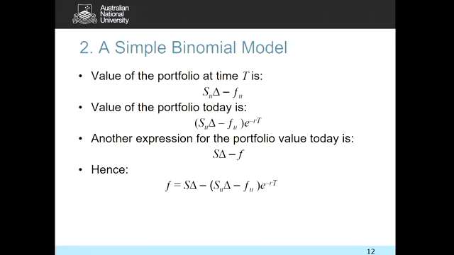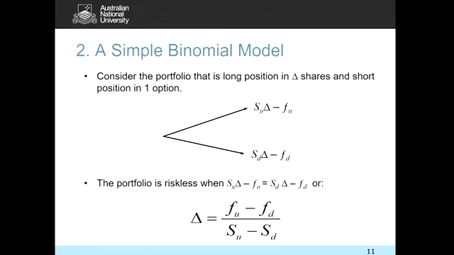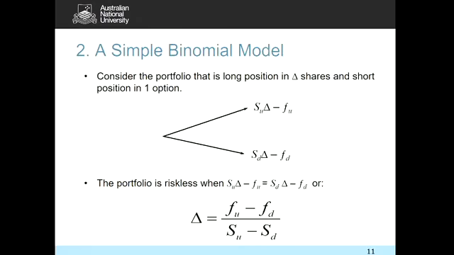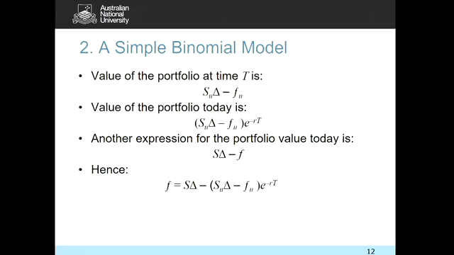So again, like we did before when we said 4.5 times e to the power of blah equals 4.367, we say S delta minus F is equal to SU delta minus FU times e to the negative RT, and we just swap it around so you're now solving for F. F equals S delta minus (SU delta minus FU times e to the power of negative RT).